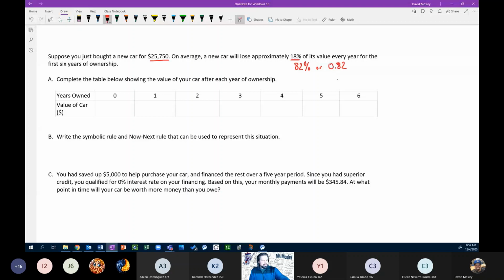So let's look at what happens to the value of your new car over the first 6 years of ownership. Based on the information we have, what is the start value of our car? What's the purchase price?